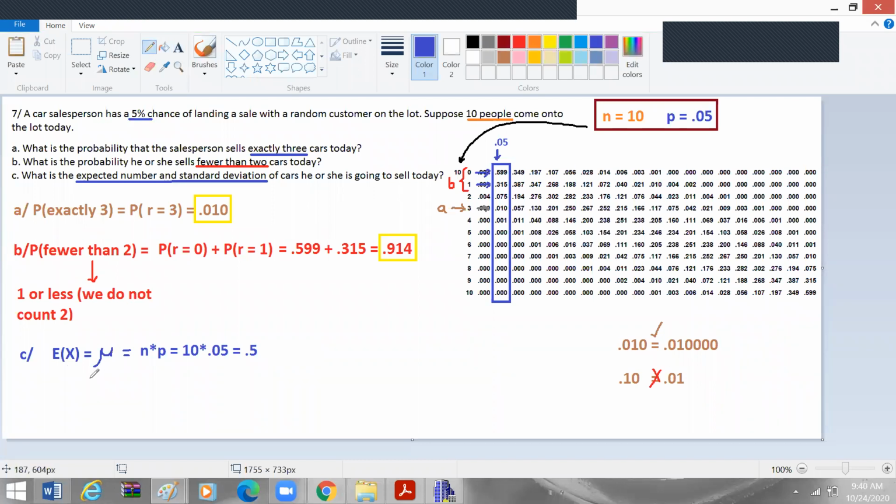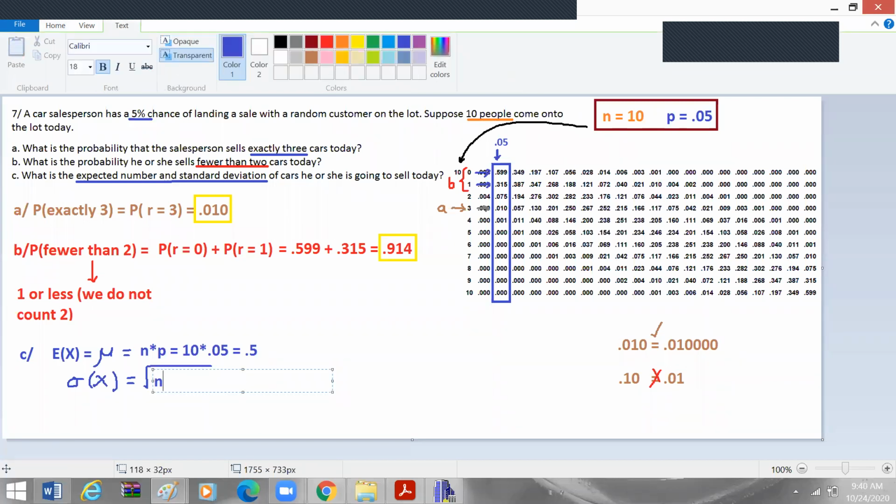The second thing that we're going to deal with will be the standard deviation. The standard deviation, which we call sigma, is n times p times q, right? N times p times q. Okay, I feel like it's always better to type than just putting that n times p times q.